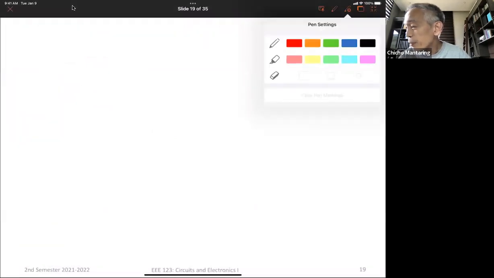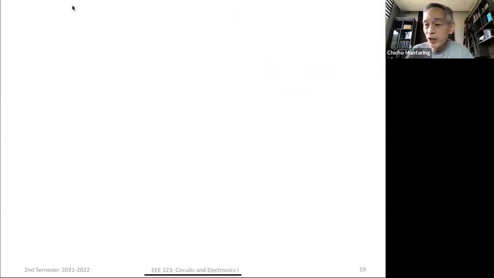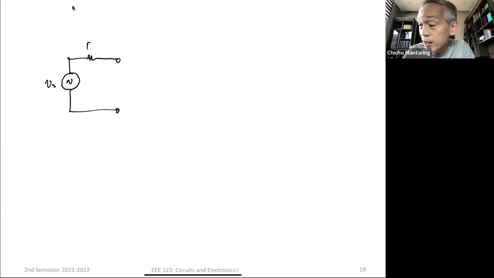So, ano yung ibig sabihin ng isolates a source from its load? So let's say I have a source. This is a source, V of S, with a Thevenin or a source resistance, or you might think of this as the Thevenin equivalent of a circuit. So this is a source resistance R of S.